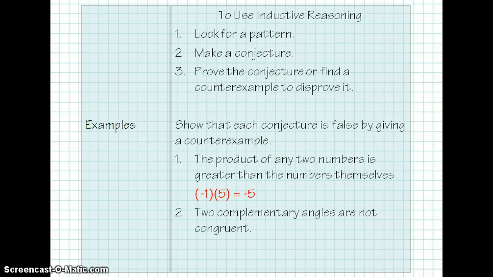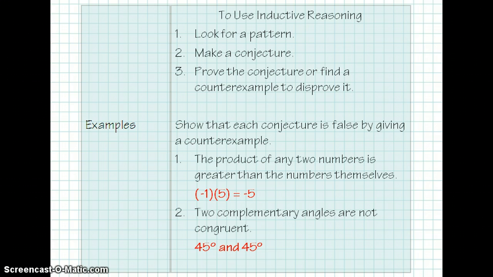Another conjecture is that two complementary angles are not congruent. Someone looks here and says, okay, complementary angles add up to 90. So they look at this 40-degree angle and this 50-degree angle, a 60-degree angle and a 30-degree angle. So all these angles are going to be different and add up to 90 degrees. And so your counterexample, let's see if you can think of one right now. Our counterexample has to be two complementary angles that are congruent. That would be 45 and 45.